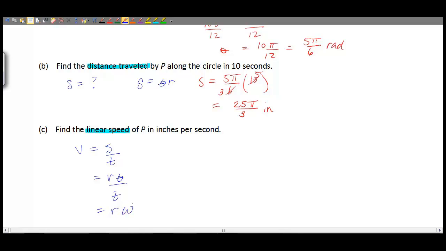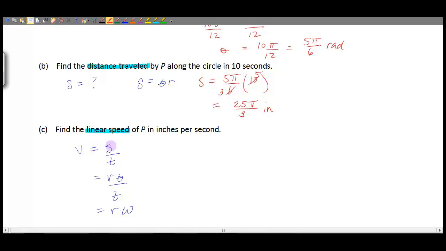It doesn't really matter which one of these formulas we use at this point, because this question comes at the end of all the information we have found. We know S, T, R, theta, and W. So I can use any of these three formulas and I'm going to come up with the exact same answer. So let's look at this formula right here.